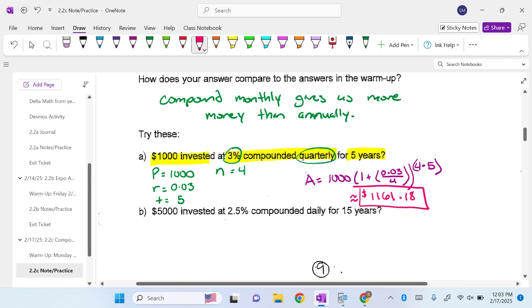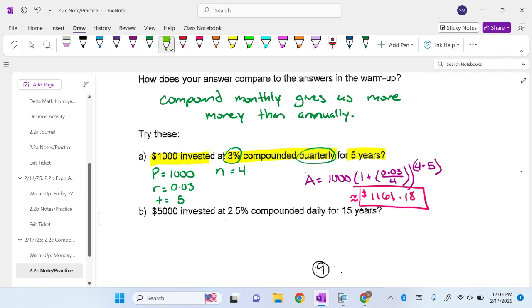Now, we're not going to do letter B, but I want to ask you guys something we haven't seen yet. Compounded daily. Think about this for a second in terms of a year. What would your N value be if it's compounded daily? 365. Because if it's compounded per day, there are 365 days in a year. So you'd still set it up like we did in part A, but your N would be 365.